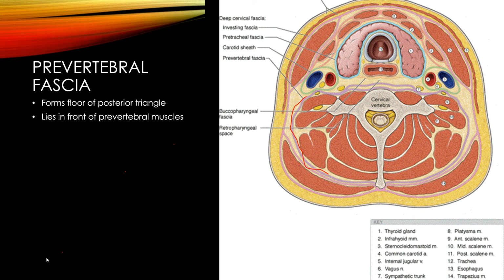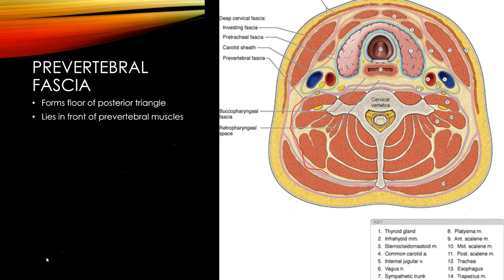Anteriorly, it is separated from the pharynx and buccopharyngeal fascia by the retropharyngeal space, which contains loose areolar tissue. Laterally, it is deep to the trapezius and attached to the sternocleidomastoid muscle fascia.